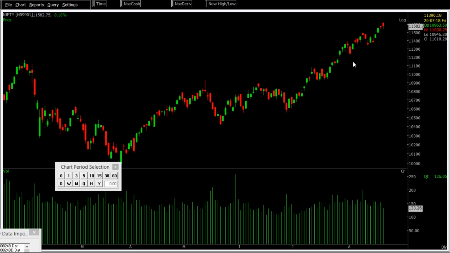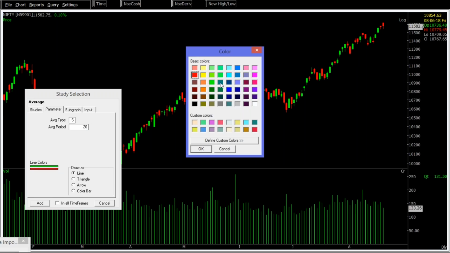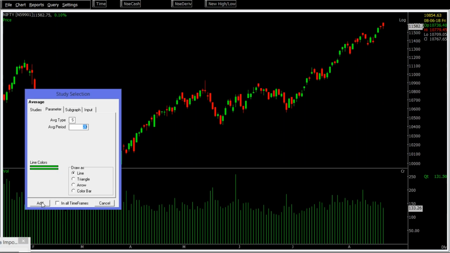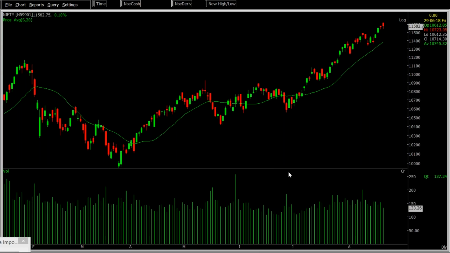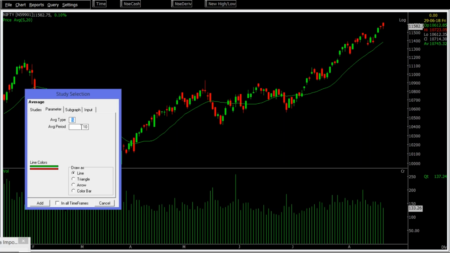So first, I'm going to plot on my screen the moving average of 20 period, and let's color it green. So we just plotted a 20 period moving average. Okay. And now let's plot an average of 60 period. Now, what is the purpose of 60 period?